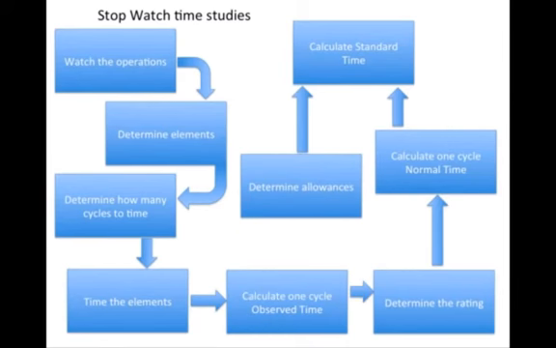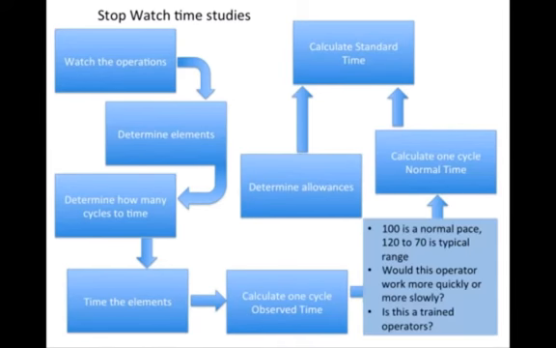From there, you want to determine the rating. If you remember, this is how fast does somebody work. 100 is a normal rating. 70 to 120 is kind of the range. Most people don't work that much more than 120. And this would be if an operator is moving quickly or slowly. You just kind of make your judgment call. And you need to make sure it's a trained operator, so there's no learning curve going on, because with a learning curve, somebody would be slow for sure, but that's kind of common. You want to make sure that it is actually somebody who's trained in what they're doing.